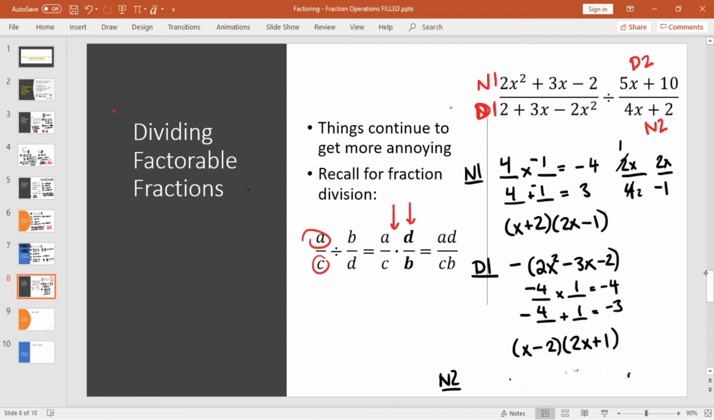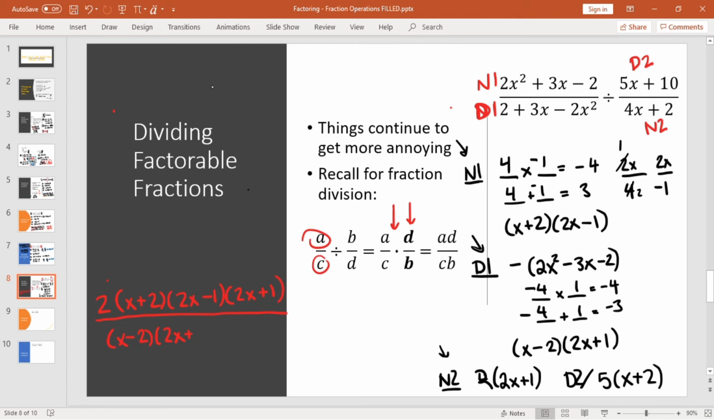So just looking at these numbers here so I don't get distracted by the picture when I'm rearranging this, and I'm going to switch to a color that I can write on black with because it's going to be big. So our N1, x plus 2, 2x minus 1, our N2, I'm going to take the 2, put in the front so I don't lose it, and then 2x plus 1. All of that over D1, which is x minus 2, 2x plus 1, okay, and then the 5, and another x plus 2.